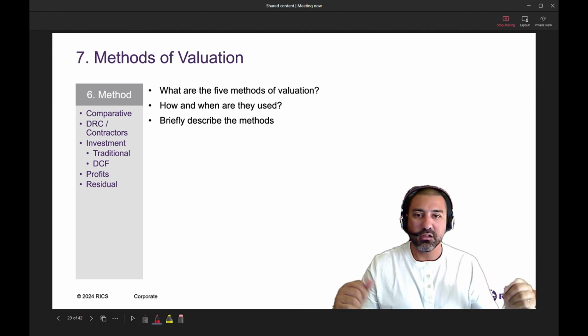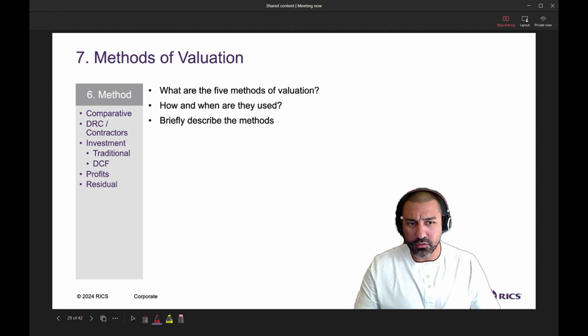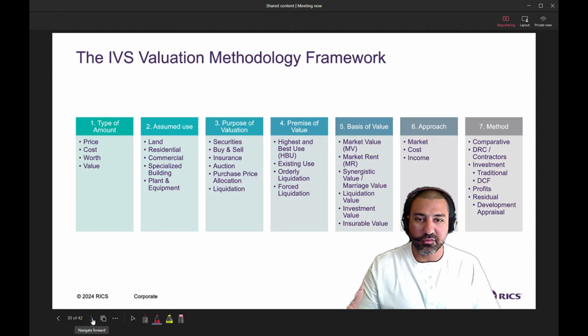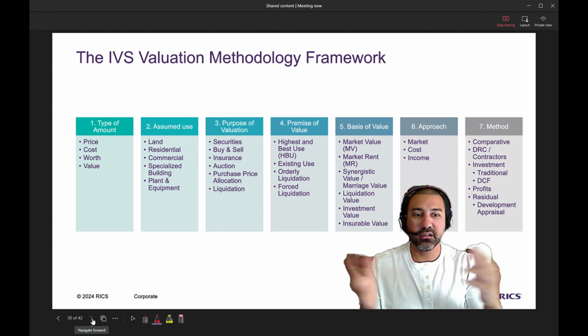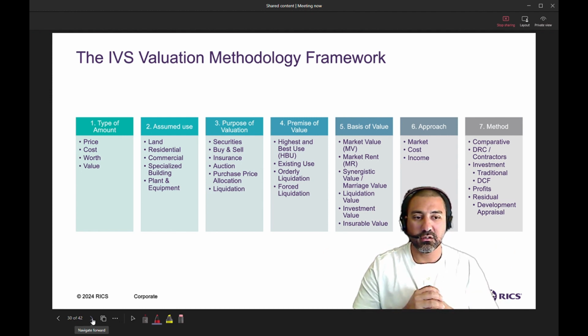And for you guys, join us in future courses to get more training on these methods and how to apply them, go through some case studies, and hopefully achieve excellence and competency in applying this framework in the actual methodologies that a valuer has to go through in their day-to-day work. This summarizes the framework.